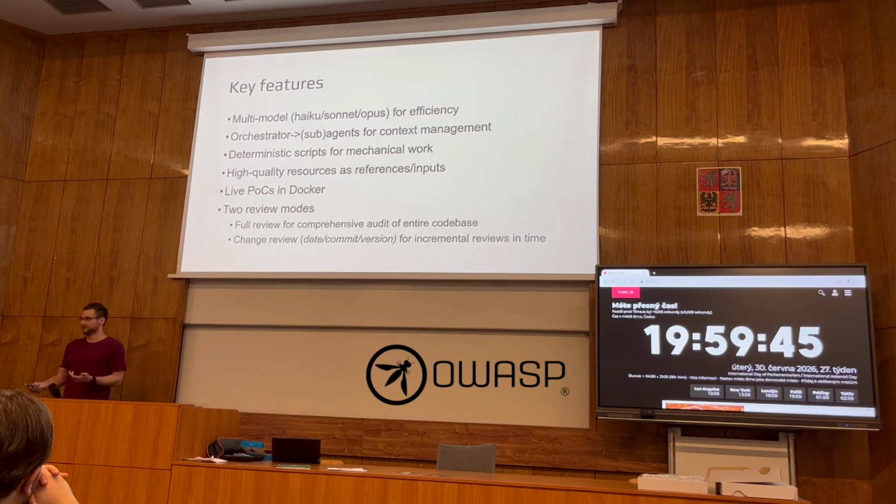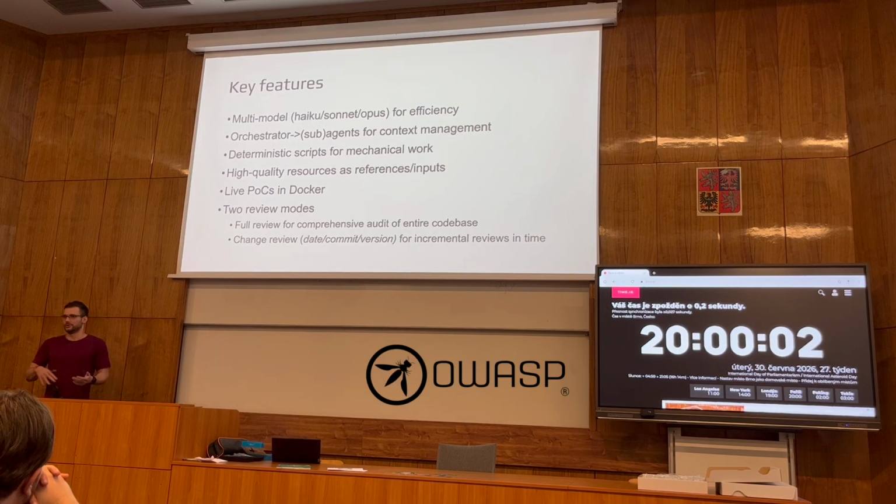But if you have 2 million lines of code, it's not feasible to run the review every single week, because we'll get to the cost of it. So what you can do is run just the change review, and you can pin it to a specific version or date or commit or whatever, to have the ability to run incremental reviews.